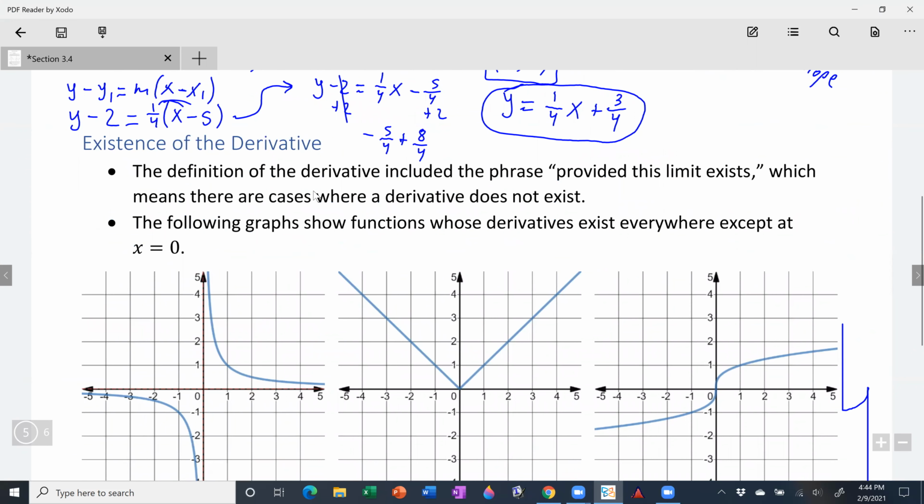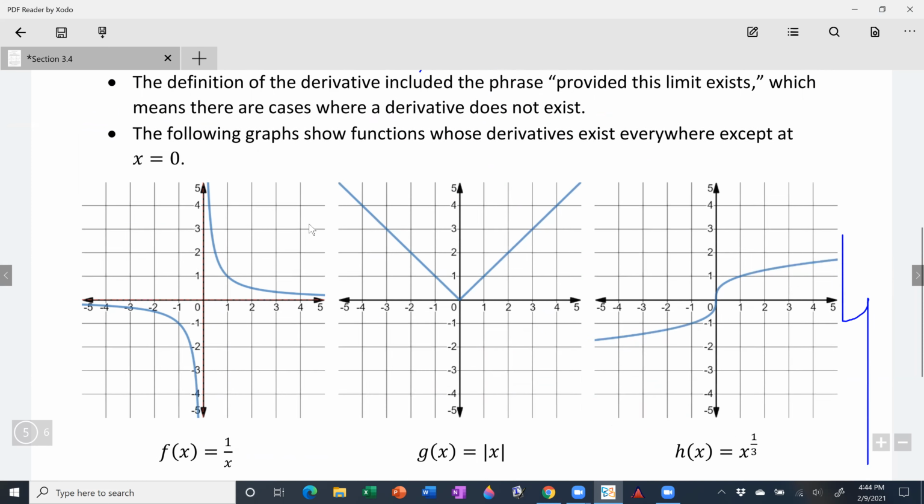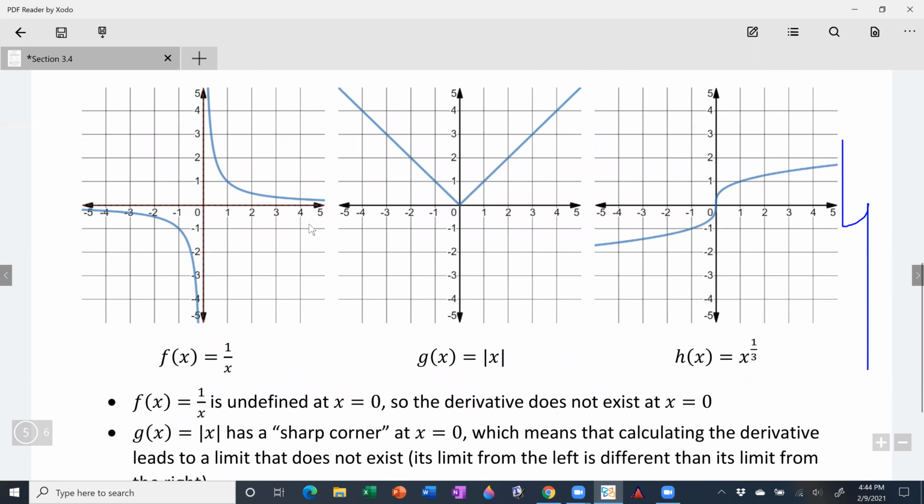The definition of the derivative included the phrase "provided this limit exists," every time, and I had to include that because it's important. This means that there are cases where a derivative does not exist. Here are 3 quick examples that show when the derivative might not exist. These graphs show functions whose derivatives exist everywhere except at x equals 0.